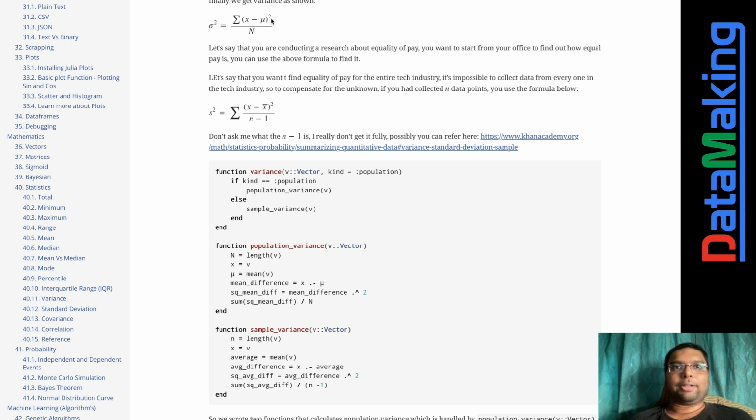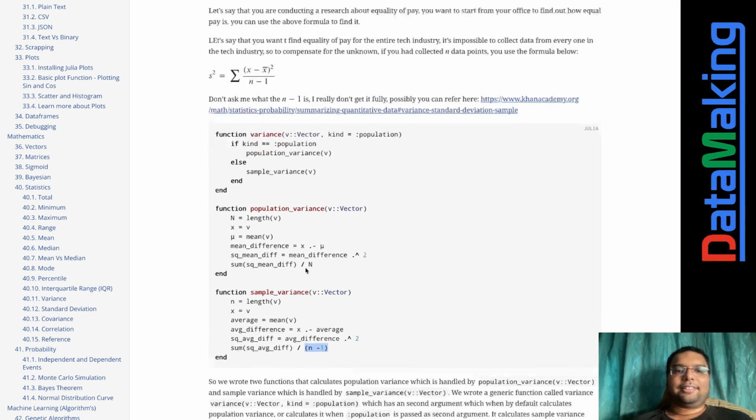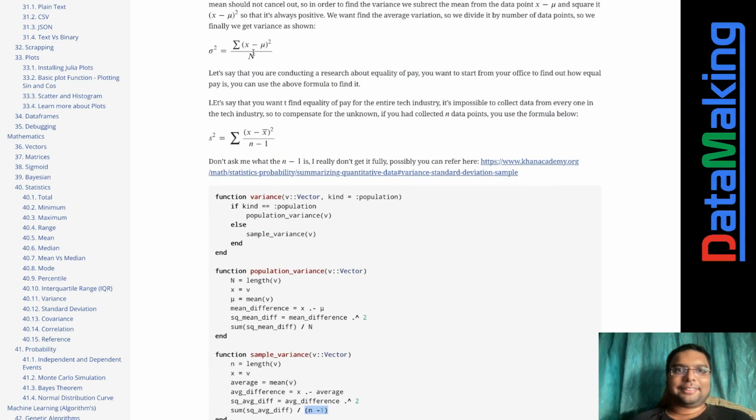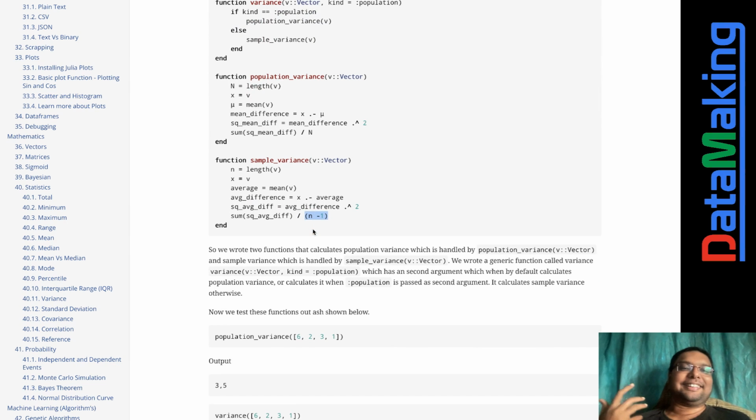I'm unable to select that, yeah. That's what we are finding over here, nothing but the mean difference squared, and we are squaring each and every element. Next we sum it up, divide it by n and return it. Over here it's just n minus 1. I don't want to confuse you with these two formulas: for sample variance it's n minus 1, and for population it's n.